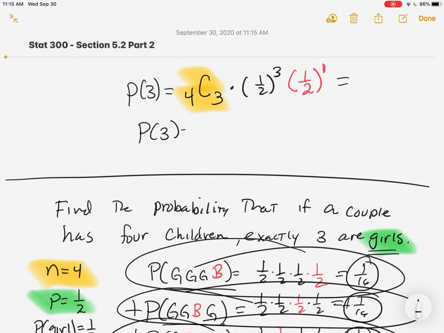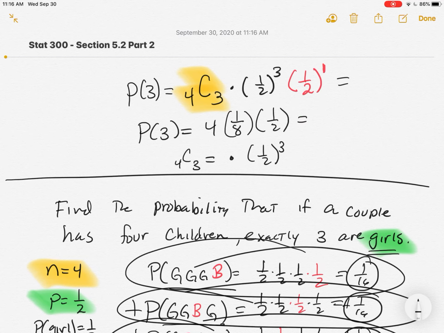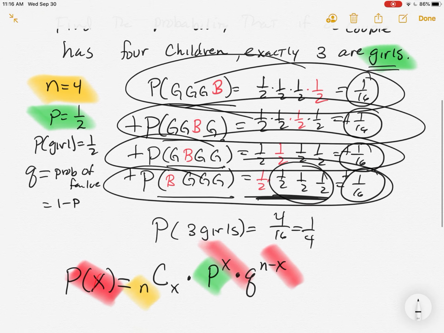So P of 3, you're going to first run C of 4, 3 and hit equals, and it's going to produce a 4. Then you're going to hit times 1/2 to the 3rd power. Make sure you use parentheses. So you're going to type in 1 divided by 3 to the 3rd. Well, 1/2 to the 3rd we know is 1/8. So I'm just going to do it that way, times another 1/2. And we're going to get the same 1/4 that we did down below. So that's the power of this.